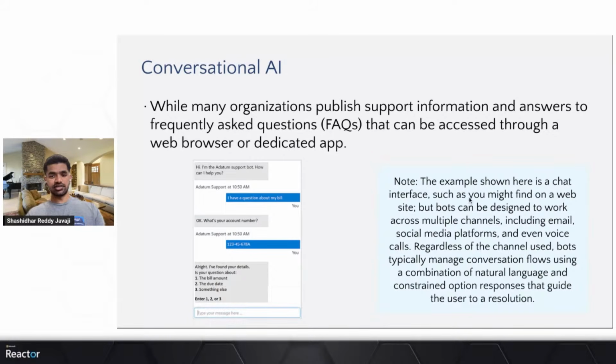The example shown here is a chat interface, such as you might find on a website. Hi, I'm RTM support bot. How can I help you? So this is what the bot says, and then the user says, I have a question about my bill. Okay, what's your account number? Then, with an account number, it says it found your details. So this is also a bot, but it has more data. It has the bill amount, it has your login details, and based on the login details, it can be changed.